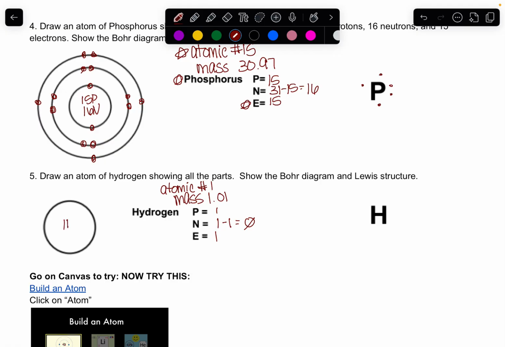I'm going to put my 1 proton in there just to make sure that everyone's clear that I know that neutrons also go in the middle. I'll put a 0 there, and then I'm going to place my 1 electron. There you go.